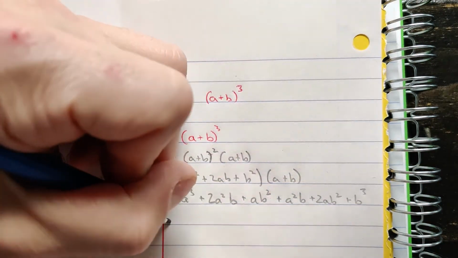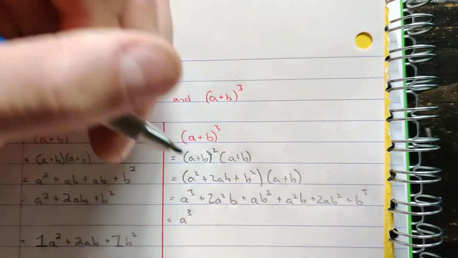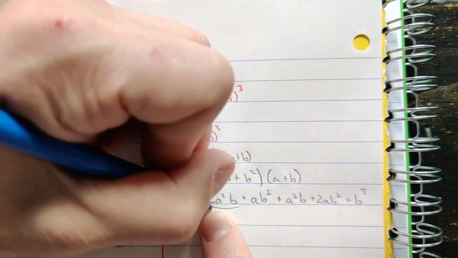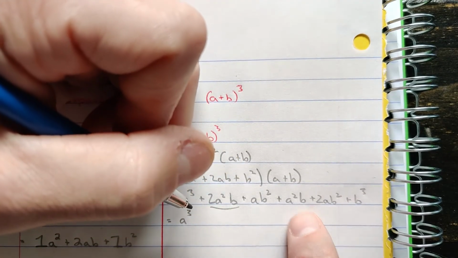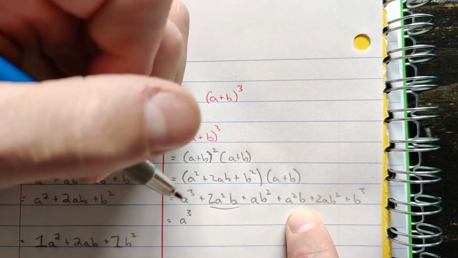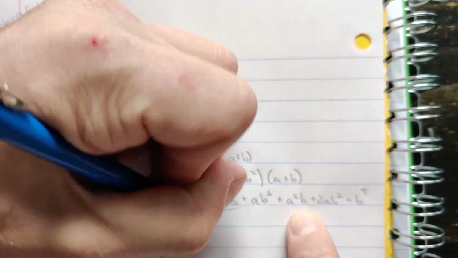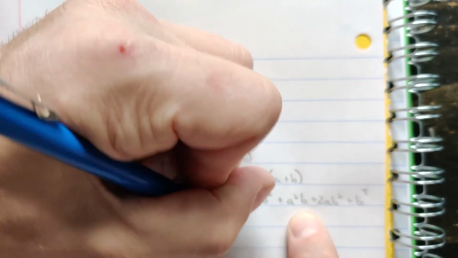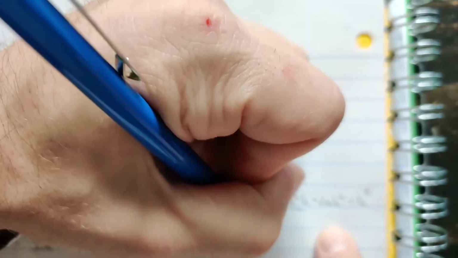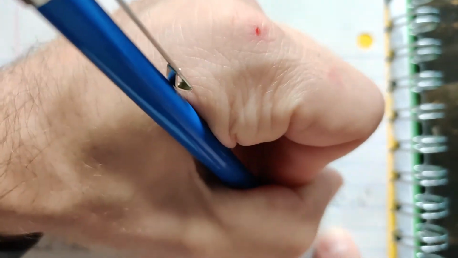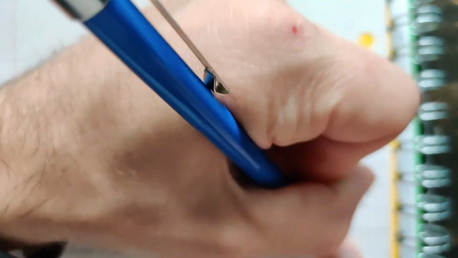We'll collect some like terms and simplify this. A cubed. And then we have AB squared. Sorry, I didn't know that. And there goes my Alexa, plus 3A squared B. We add those up. We add these guys up, plus 3A squared B plus B cubed.